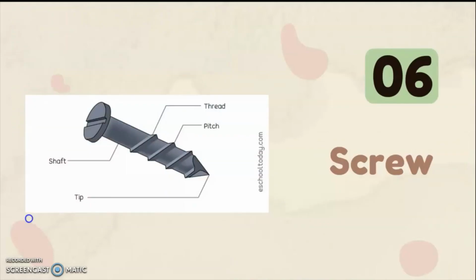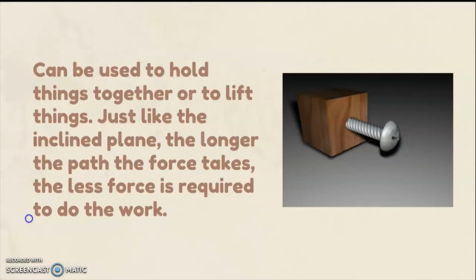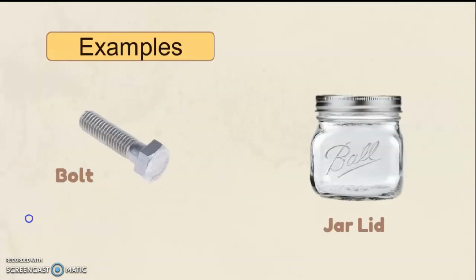Screw is basically an inclined plane wrapped around a pole. It can be used to hold things together or to lift things. Just like the inclined plane, the longer the path the force takes, the less force is required to do the work. Screws with more threads take less force to do a job, since the force has to travel a longer distance. Examples: we have nuts, bolts, jar lids, and light bulbs.